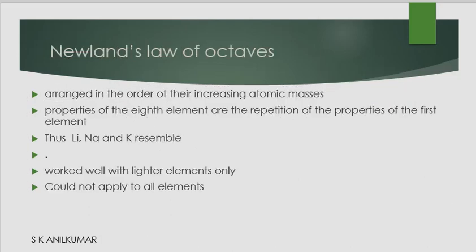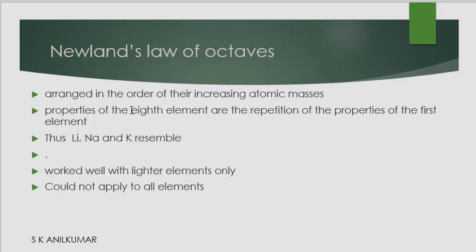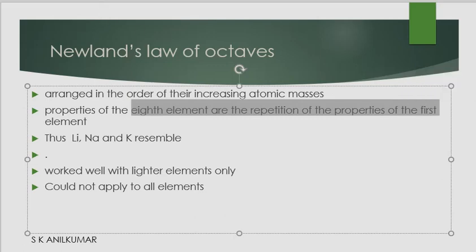Then we have Newlands' octaves. Octave means 8, just like we have Sa Re Ga Ma Pa Dha Ni, 7 notes, and the octave is 8, a musical chord. Elements are arranged in the order of increasing atomic mass, as Dobereiner also did. He said the properties of the 8th are a repetition of the properties of the first. Instead of taking 3 and then an average, he said arrange in groups of 8, and the 8th element will be a repetition of the properties of the first. This works well for lithium, sodium and potassium. It works well, but only for lighter elements. It could not apply to all the elements.